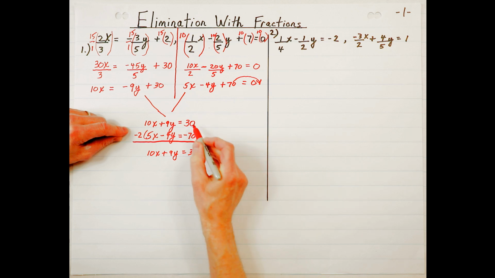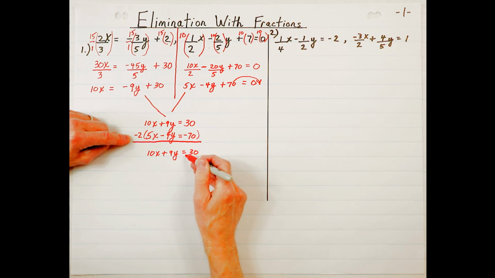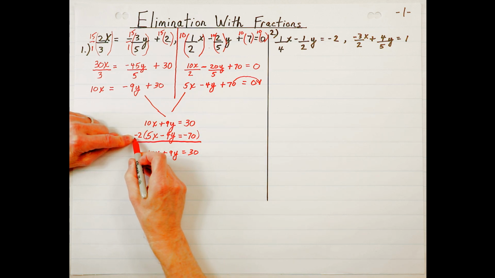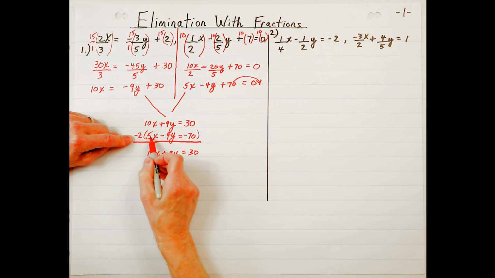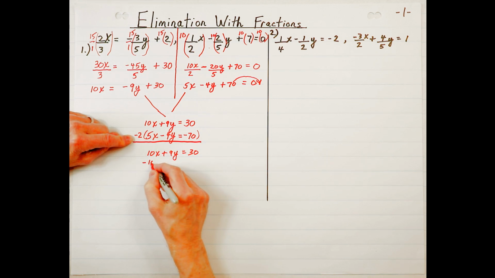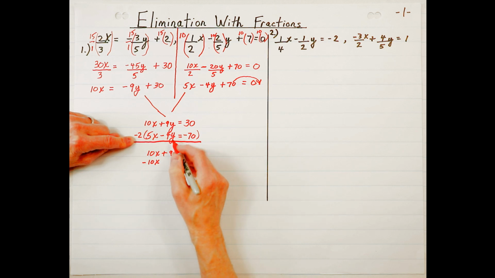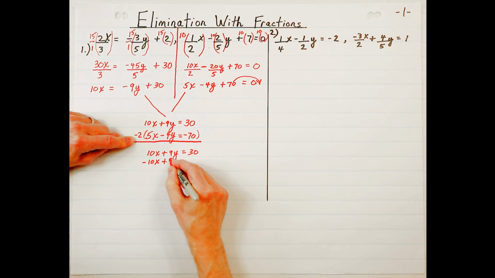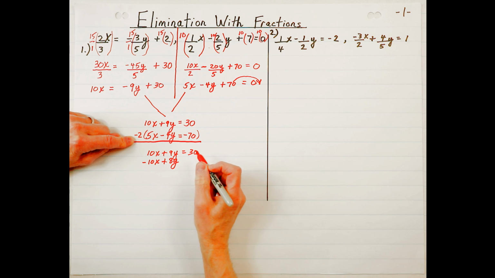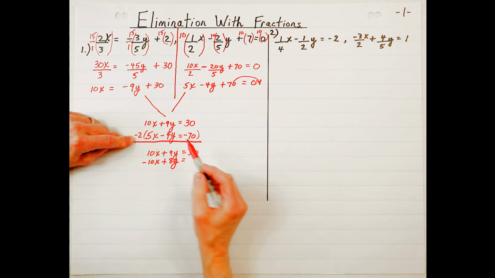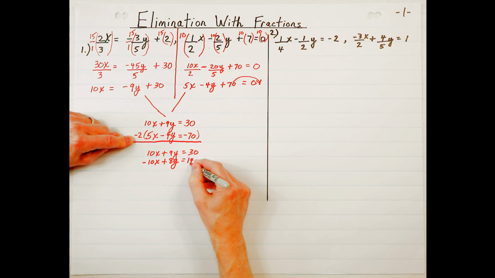So I just copied that down here. And underneath we'll write negative 2 times 5x is negative 10x. Negative 2 times negative 4y is plus 8y equals negative 2 times negative 70 is 140.